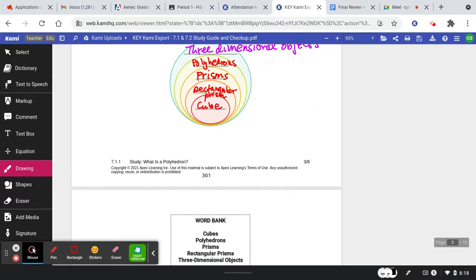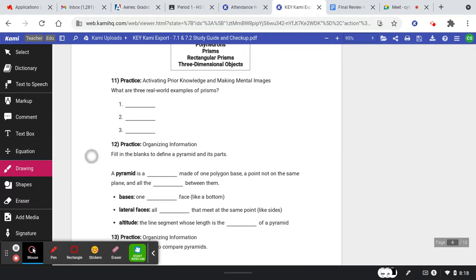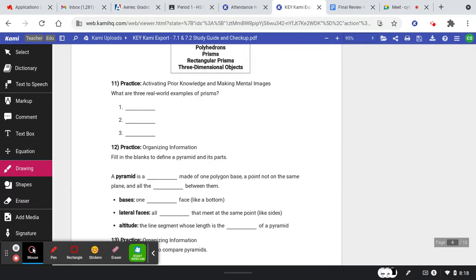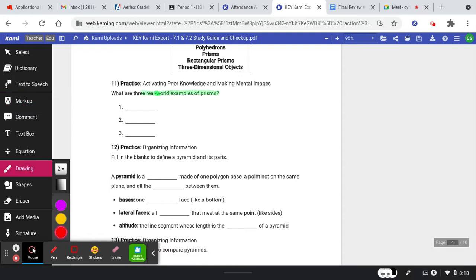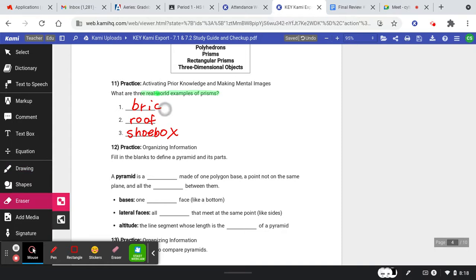On the next page, they give us a word bank, all of these words that we just wrote in the Venn diagram. And then just as a quick check, what are some real world examples of this? You can write anything you want on these lines that you can think of. But for example, a brick would be an example of a real world rectangular prism. A roof would be a triangular prism, on most houses, I should say. A shoebox, I don't know. Think of things around your house that are shaped like a rectangular prism or like a triangular prism.